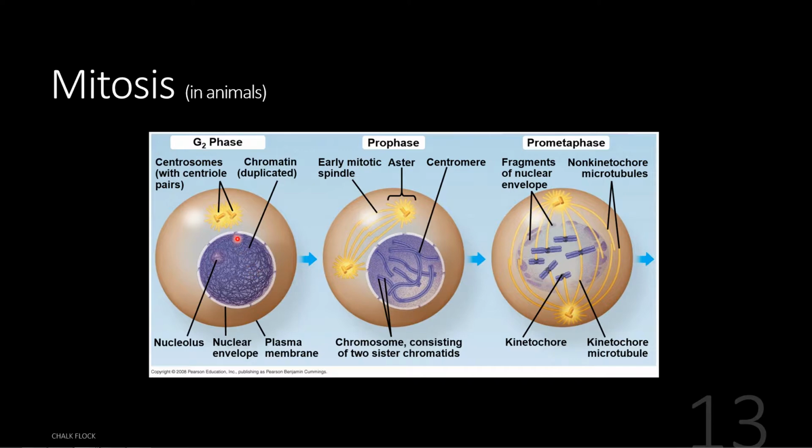And also notice during the G2 phase that there's kind of this envelope, or this kind of membrane, and this is what we call the nuclear envelope. And this is what the nucleus is. This entire thing is a nucleus. It contains all the genetic information of a cell.